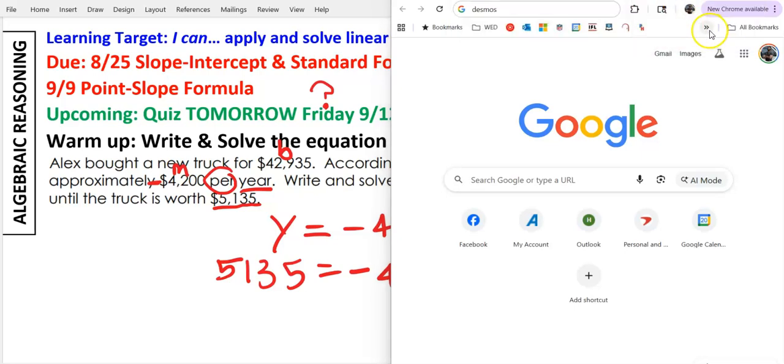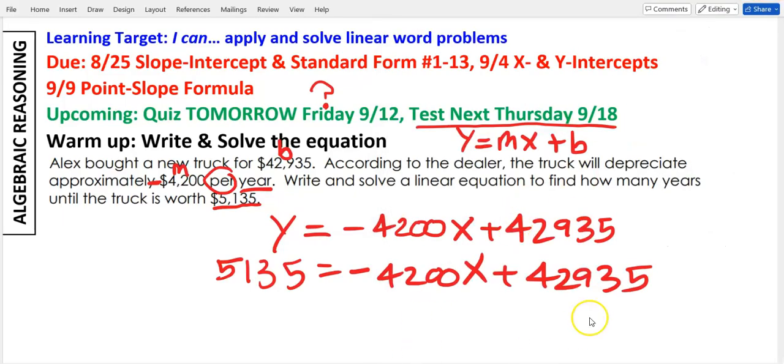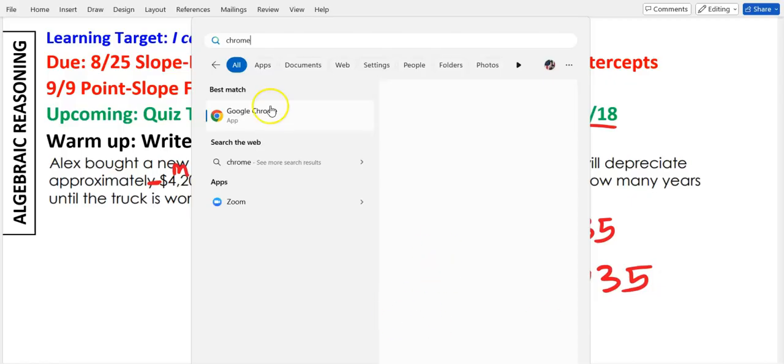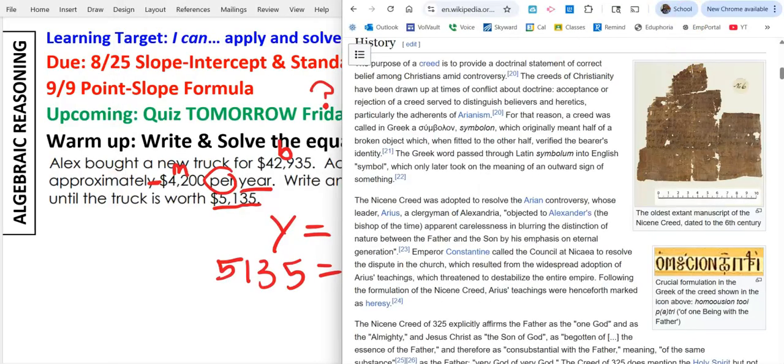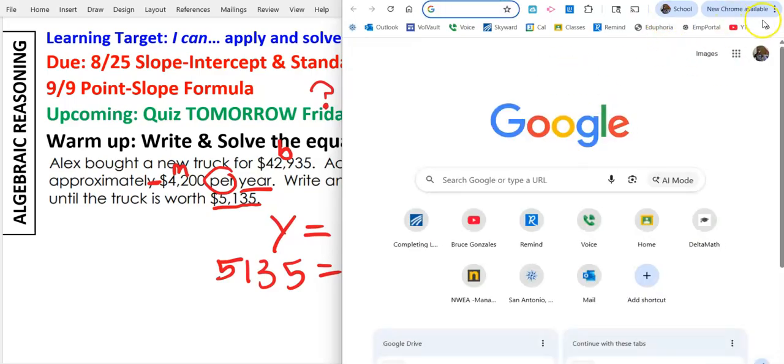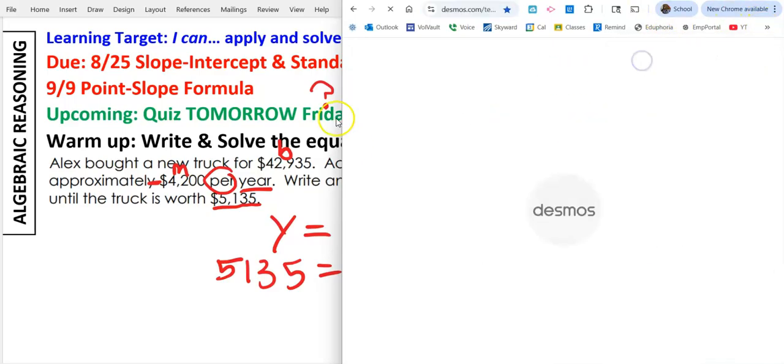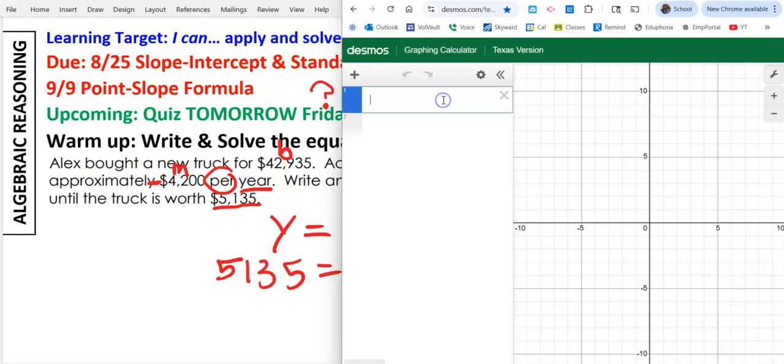My Desmos. Go to Google Classroom. Sorry, my bad, I was in the wrong zone here. Okay, so 5,135 squiggle negative 4,200n plus 42,935. N gives you the number of years, which is 9.